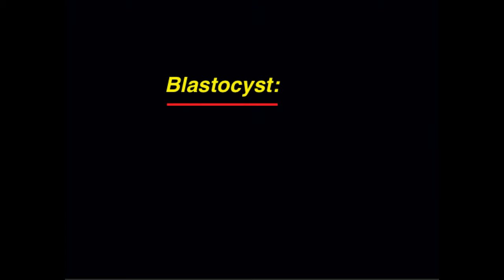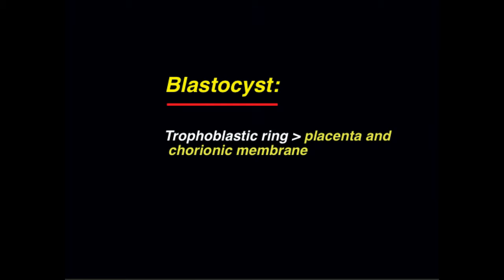This, as you will recall, is the embryologic structure that gets into the endometrial cavity and implants. So it is the blastocyst that implants into the endometrium. It sticks to the endometrial surface and burrows its way in. The blastocyst consists of 2 parts. An outer trophoblastic ring that produces the placenta and the chorionic membrane.